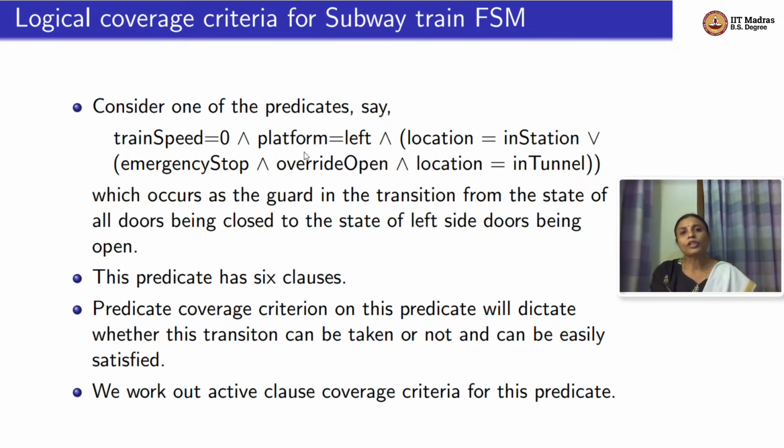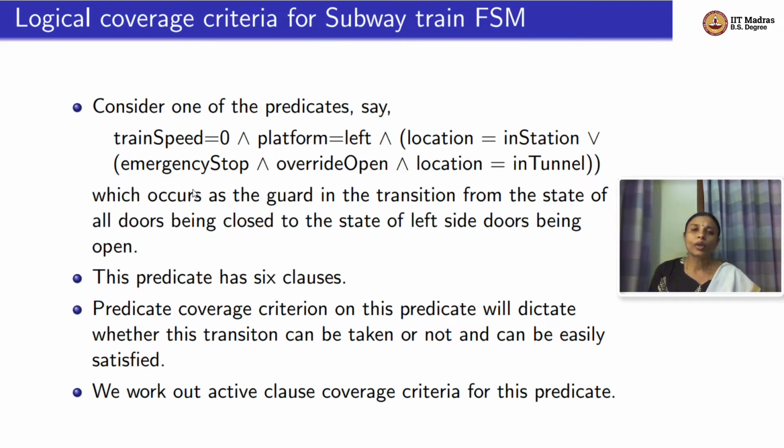So predicate coverage in this predicate will basically tell you one test requirement for the predicate being true, one test requirement for the predicate being false, and it will tell you whether or not the transition can be taken. It can be taken only if the predicate evaluates to true. If the predicate evaluates to false, then the transition cannot be taken. So that's fairly simple.